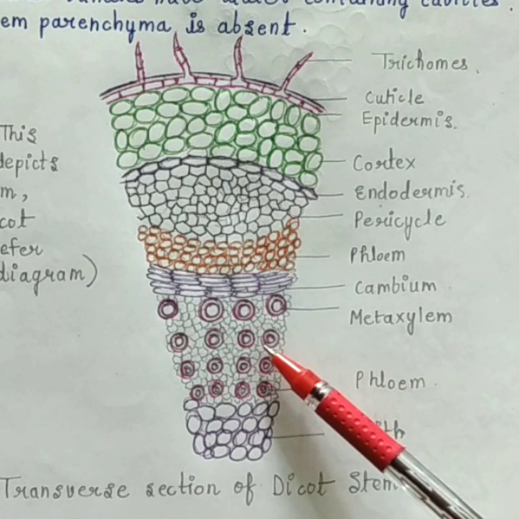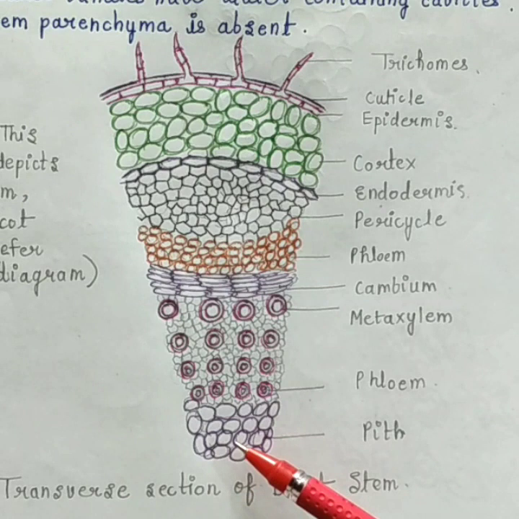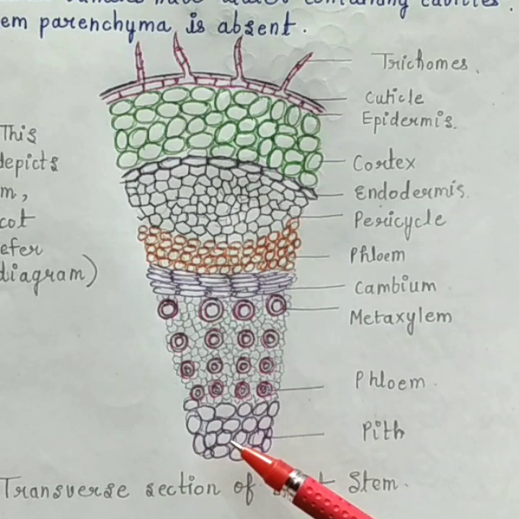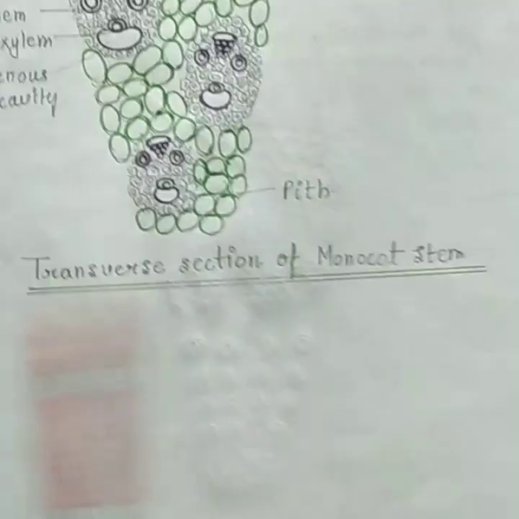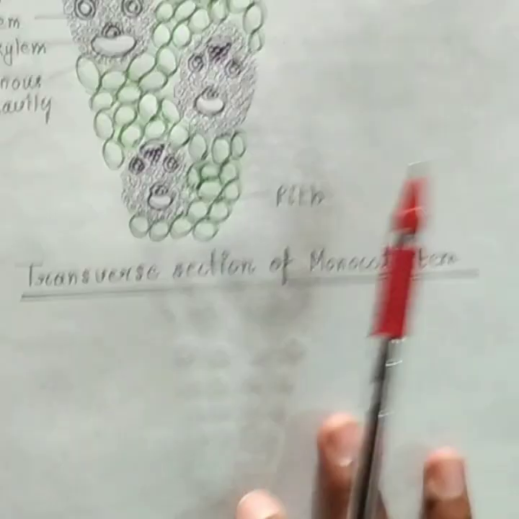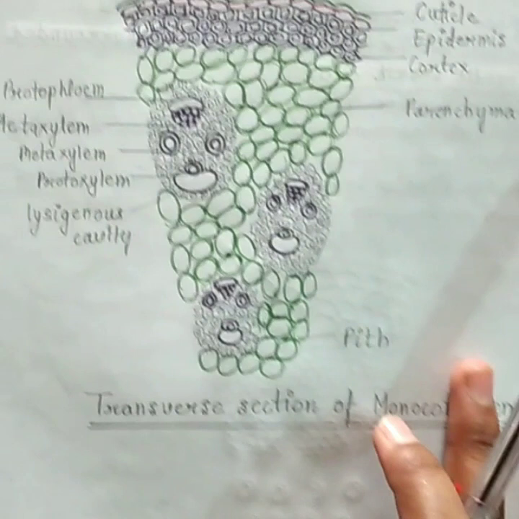That is what is happening here only and then finally pith here. So pith here is large and well developed, parenchyma cells ka bana hua, and if made up of parenchyma then it is having intercellular spaces. Now we'll talk about in detail for monocot stem. Hum monocot stem ke bare mein detail mein baat karenge.